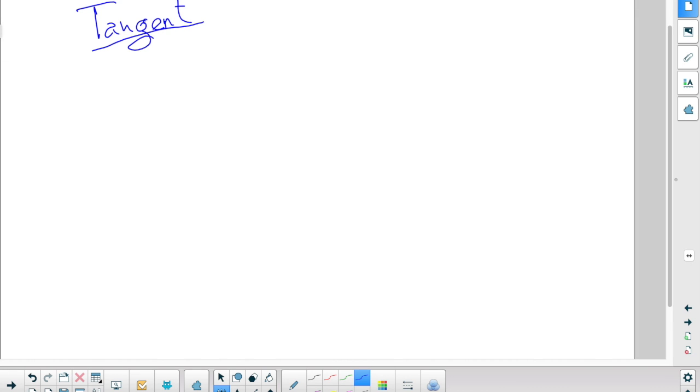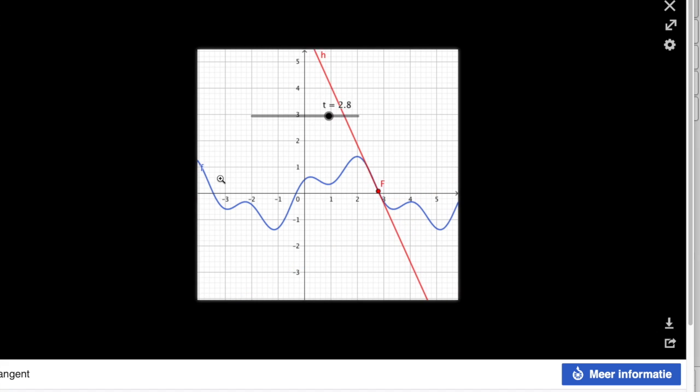What is a tangent? First, let's take a look at a tangent. And over here you see a little animation. You see a tangent has always something to do with a line with a slope, or a line with a helling, a schuine lijn, because there is always a ratio between the rise and the run. So you see the red line is called a tangent.